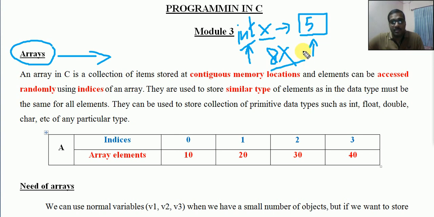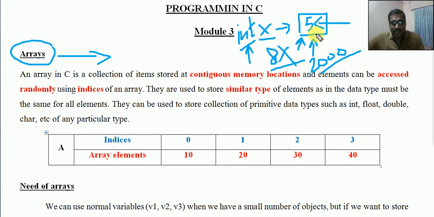What is this ampersand x? Ampersand x refers to the address where the value of x is to be stored. The address will be selected randomly by the system. For example, if the address was 2000, it will allocate 2000 for storing the value of x. So we are reading a value from the keyboard, and that value will be stored into the address 2000. That is what happens with a variable. Every variable will have a single memory location.